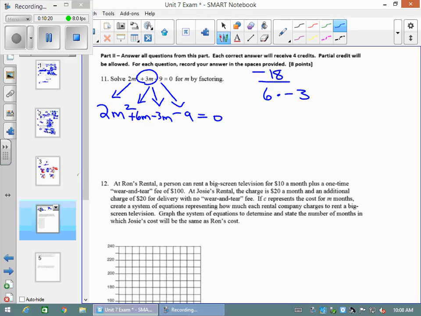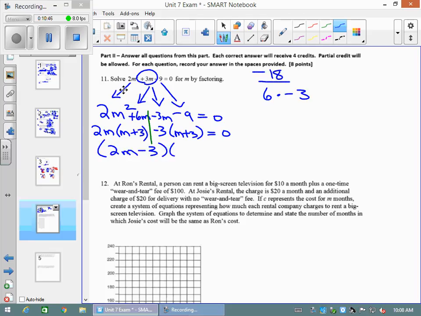So you're going to put your dividing line in between your two terms and factor out a GCF on the left, which would be 2m. And the parentheses to make this true would be an m plus 3. On the right-hand side, the GCF between negative 3m and negative 9 would be negative 3. Also in the parentheses would be m plus 3. So now we can write this as 2m minus 3 times m plus 3 equals 0.